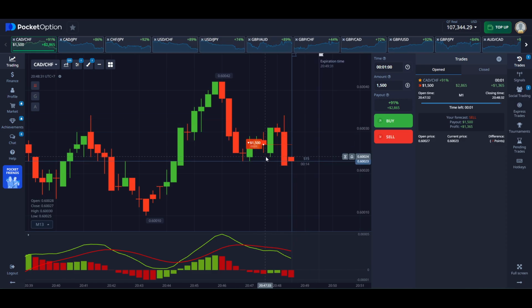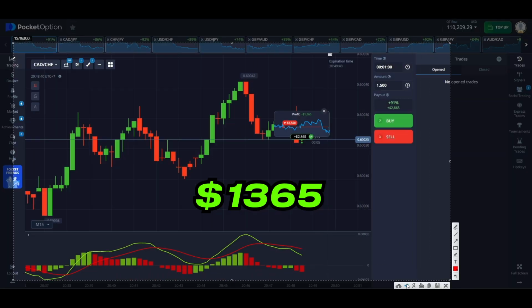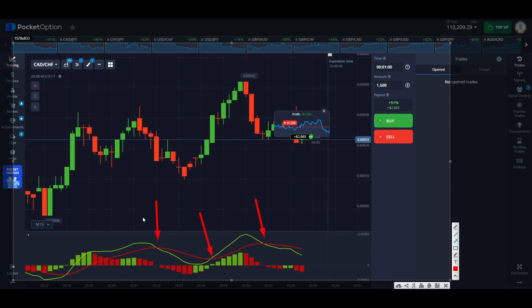I wouldn't call this trade very reliable, but still, it ends up in profit. And yes, by the way, the safer trades will be right after the crossover. You need to keep that in mind. So now you know when we open buy trades and when we open sell trades.